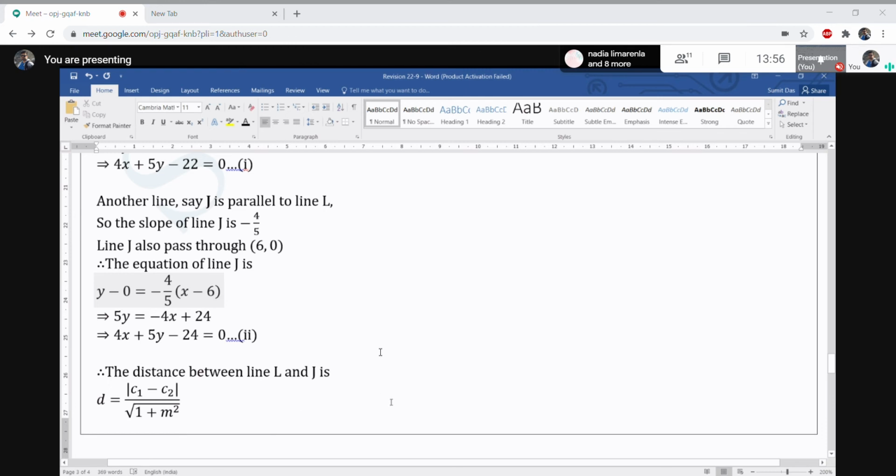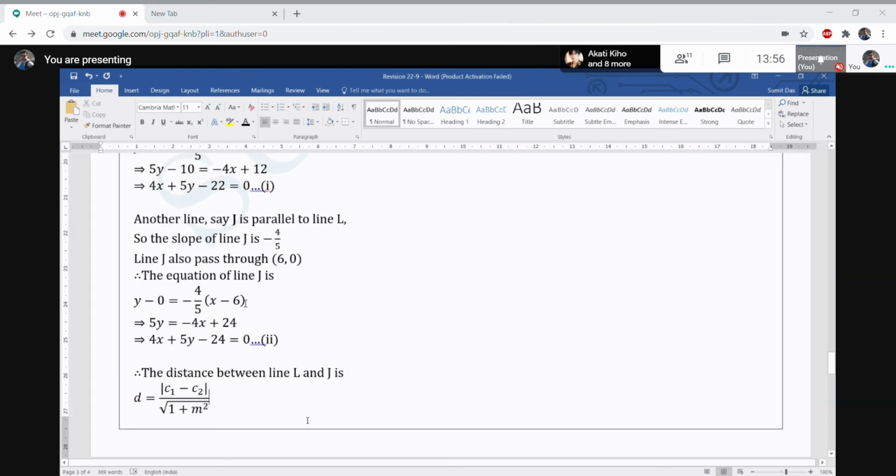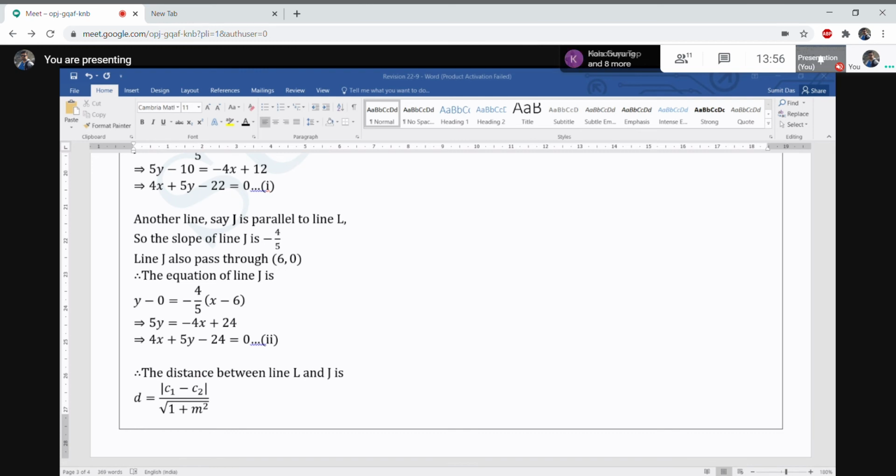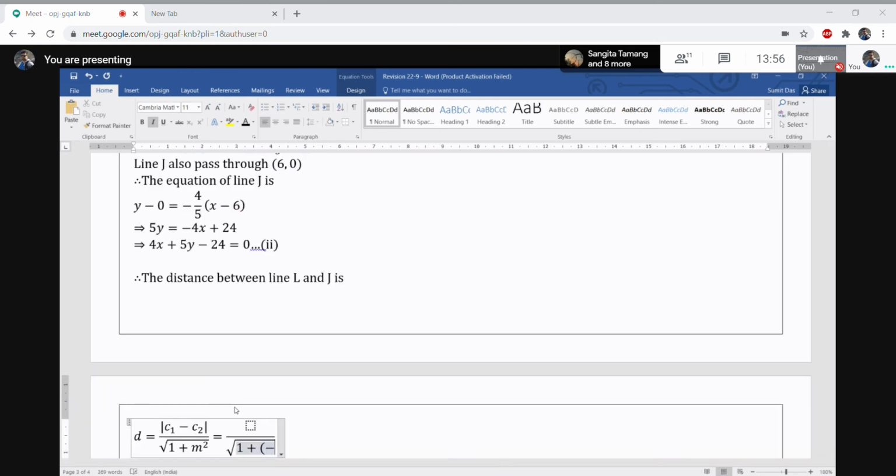So can anyone let me know what is C1 and C2? We have two equations. The first equation is 4x plus 5y minus 22 and the second is 4x plus 5y minus 24. So what is C1 and what is C2? Please let me know. I have to put the values. I'm putting only the m value now, because for m we already got 1 plus minus 4 by 5.